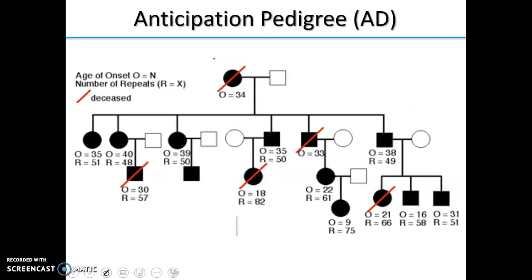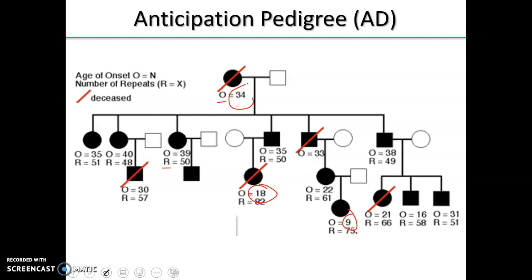Now we're looking at the age of onset, O, and the number of repeats, R. Okay, so this woman first showed the disease at 34. Doesn't seem to be too bad, right? Her children were also in their 30s to 40s. But her grandchildren now, 18, 9. Okay, so from 30 to 9. So as the generations went on, the age of onset got lower and lower.